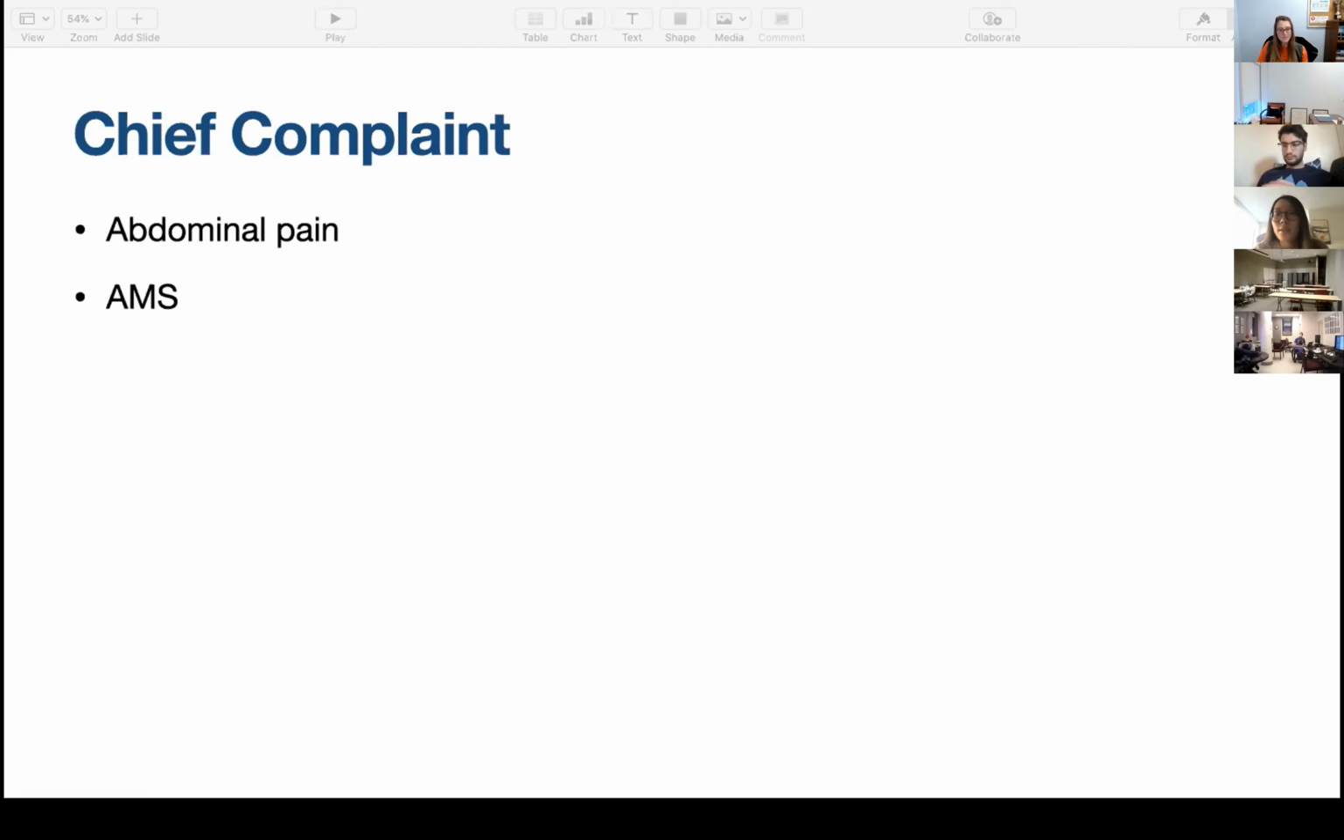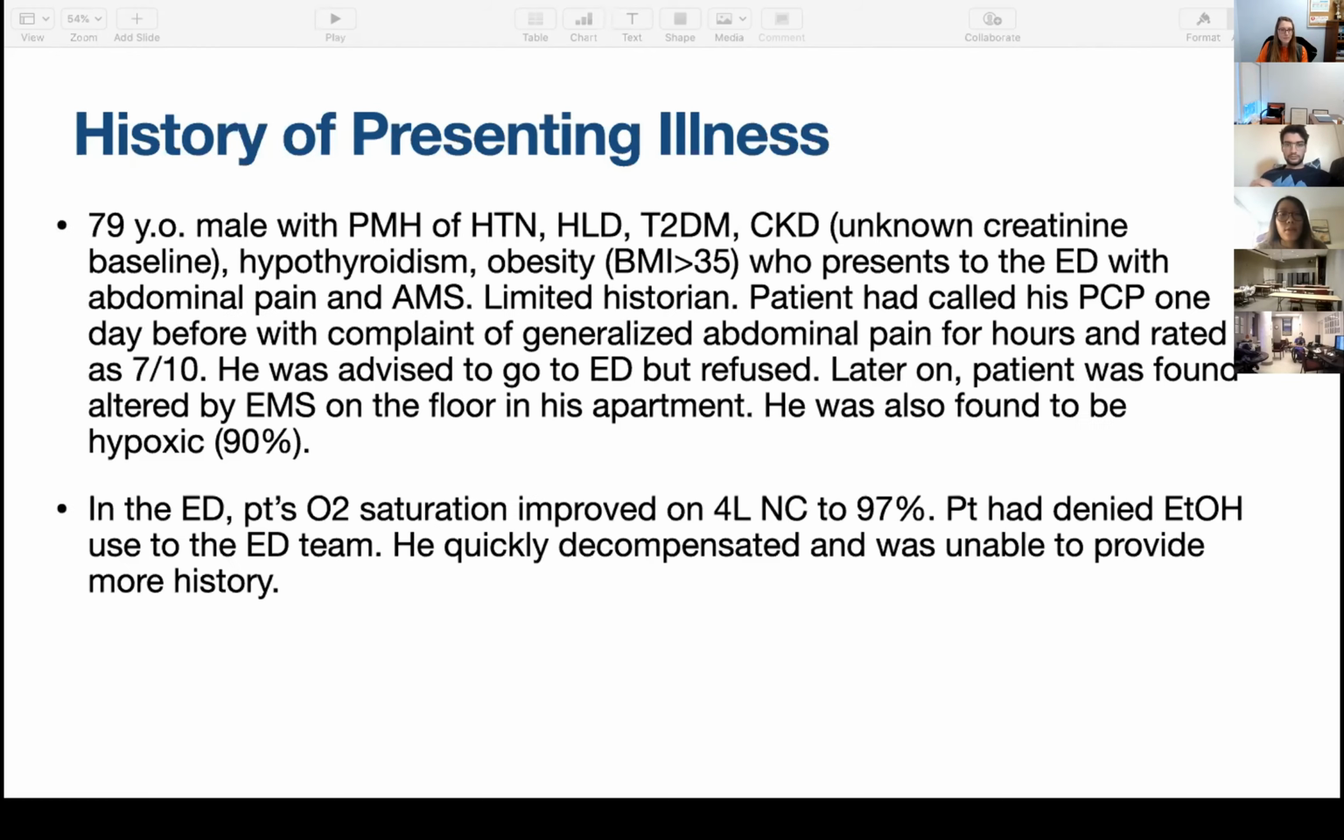So the chief complaint is abdominal pain and altered mental status. For this patient, the history of present illness. So he's a 79-year-old gentleman. He has a past medical history of hypertension, hyperlipidemia, type 2 diabetes, and CKD, although we don't have his baseline labs. And also have history of hypothyroidism, obesity with BMI over 35.